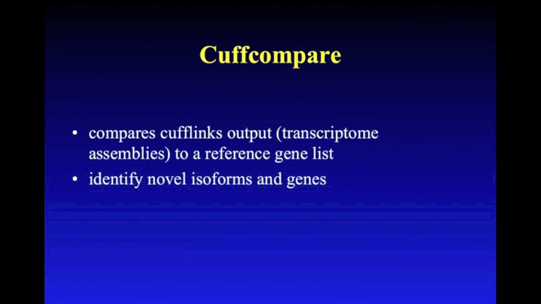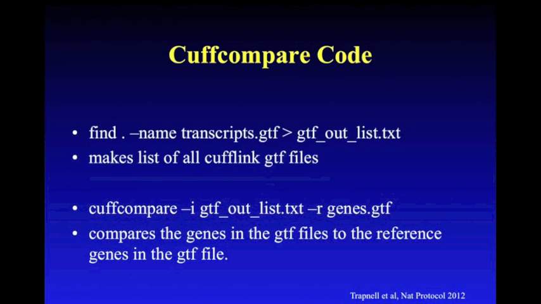After running Cufflinks itself, there are a few additional analysis programs that can be used. CuffCompare compares the Cufflinks output, the transcriptome assemblies, to a reference gene list. It is able to identify novel isoforms and novel genes. To run CuffCompare, first make a text file with the names of all transcripts.gtf output files from Cufflinks. This is the first input, and the second input is a reference GTF file for your transcriptome of interest.